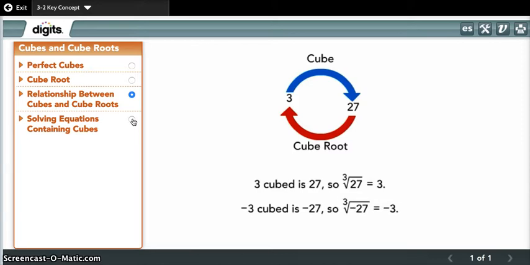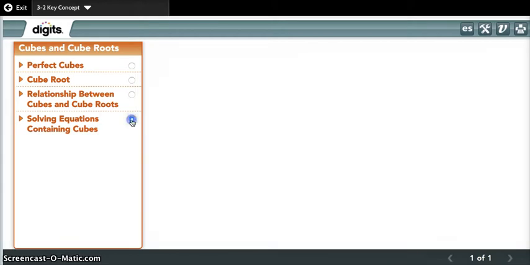So now we're going to use that information to solve equations. And it's going to be just like last time, except instead of taking the square root, we're taking the cube root. For example, solve x cubed equals 125.